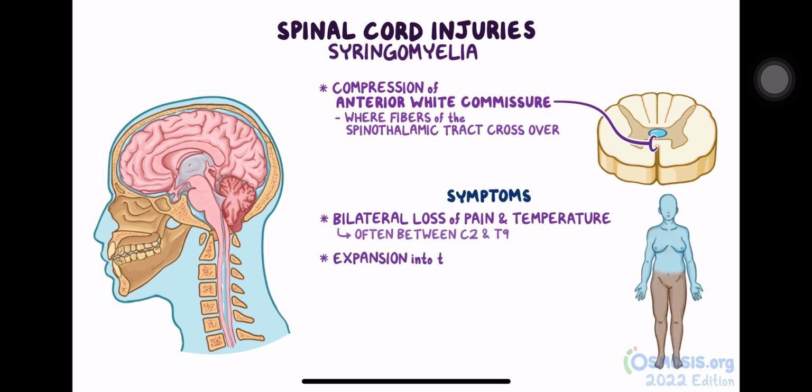If the cyst expands further, it can compress the ventral horns. This can result in flaccid paralysis of muscles innervated by that spinal cord level, as the synapses of the lower motor neurons are affected.